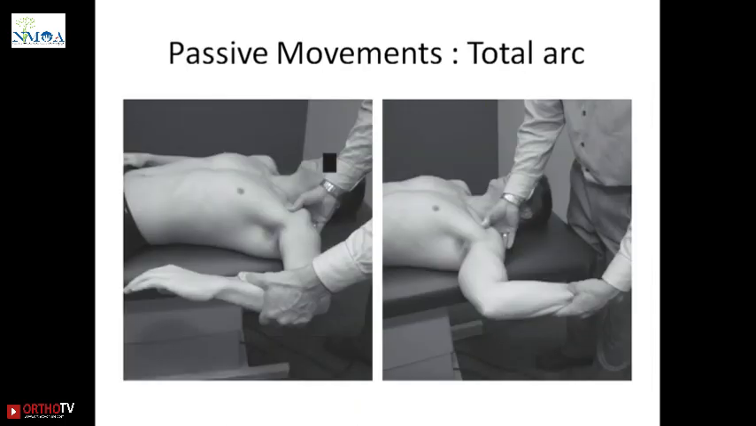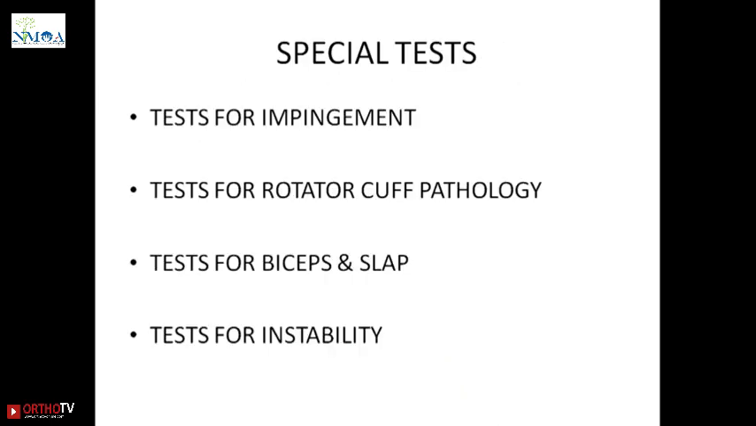Then after the active movements are checked, we should check for the passive movements and the total arc. Sometimes the arc is changed in a condition called GIRD, glenohumeral internal rotation deficit, mostly seen in throwers. So we check whether it's the same arc as the opposite side. Sometimes the entire arc is maintained, but it's shifted in an internal rotation deficit.